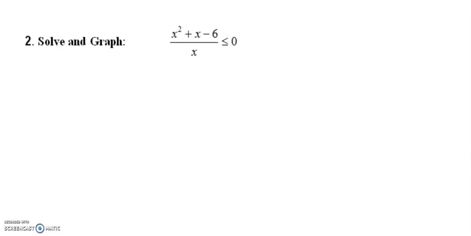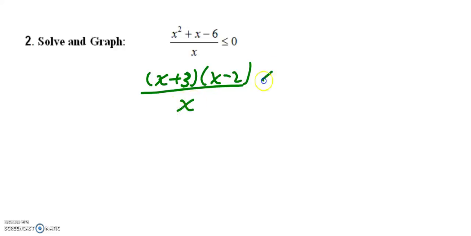Number 2. The good news about 2 is that we don't have to get a common denominator because everything's already on one side and there's only one fraction. But what we can do is notice that the top can be factored to specifically x plus 3, x minus 2, and the denominator is still x. And the reason this example was picked is to kind of talk about the difference between the critical numbers in the numerator and the critical numbers in the denominator.